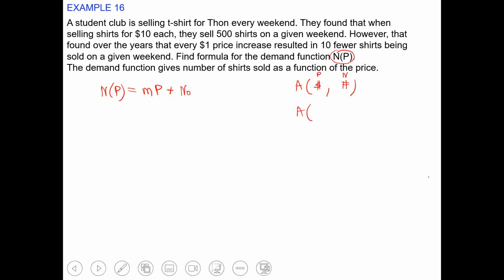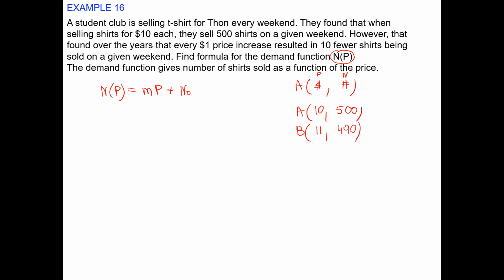Okay, that's what we know. If the t-shirt costs $10, then the selling amount is 500. We have 1 point, let's call it B. Now the third sentence: if they increase the price to $11, they are actually selling, am I right? Oh, it's supposed to be 10 fewer, so it will be 490. Okay, that's me, no problem.